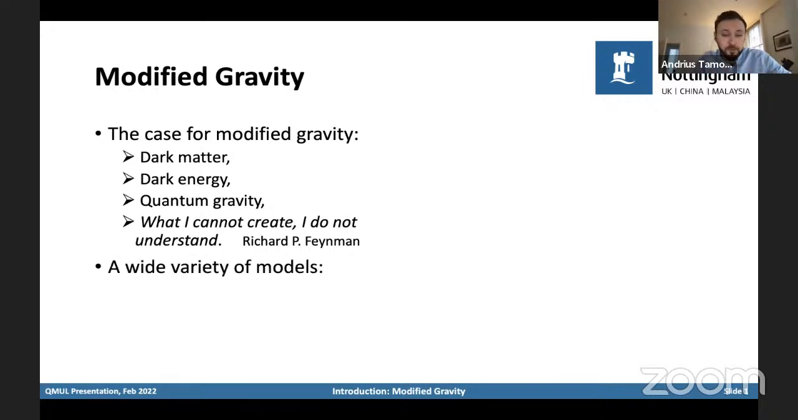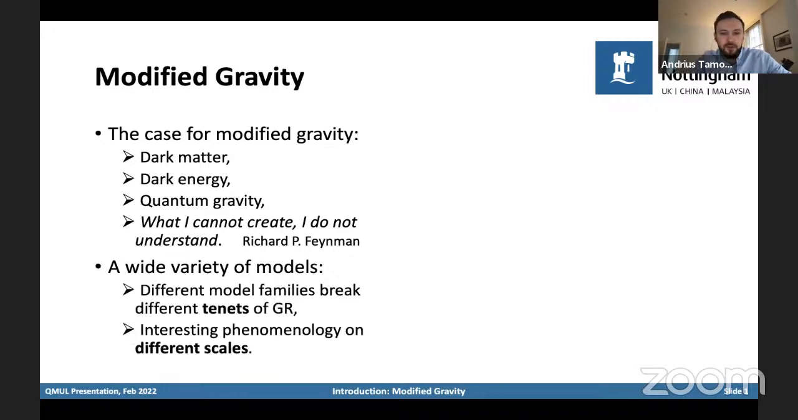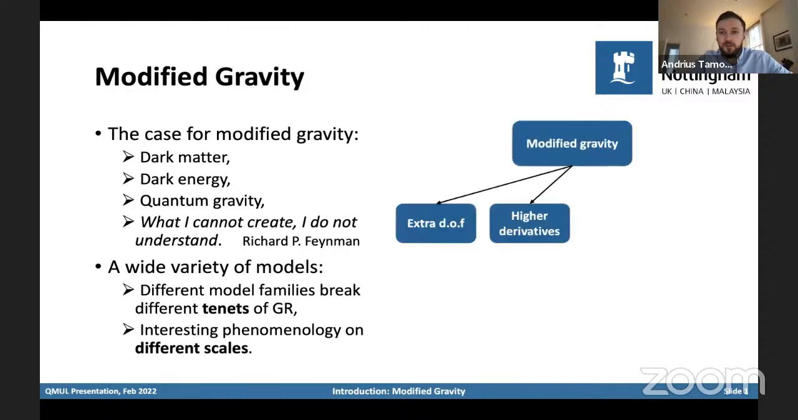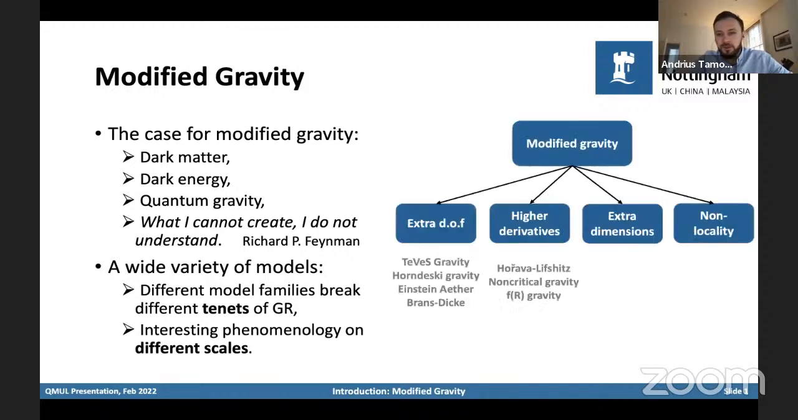And I think, just for the theoretical curiosity, it's a good reason to look at these types of models. And there are, of course, all kinds of different models which break different tenets and assumptions in GR and have different phenomenology on different scales. There are many different classifications that you could come up with. Here's one probably oversimplified classification, just to give you a rough map of some of the different models that we have.